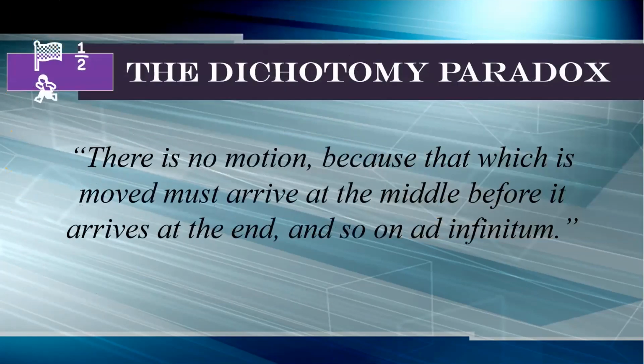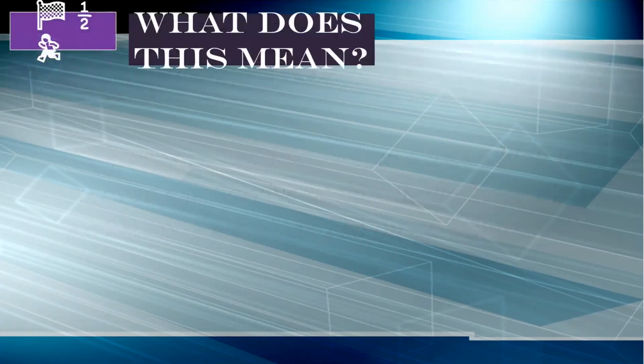So lastly, we have Zeno's third paradox, called the dichotomy paradox. In this, Zeno states, there is no motion because that which is moved must arrive at the middle before it arrives at the end, and so on ad infinitum. So in this argument, Zeno states that there is no motion, yet again. What does this mean? So here is the setup.